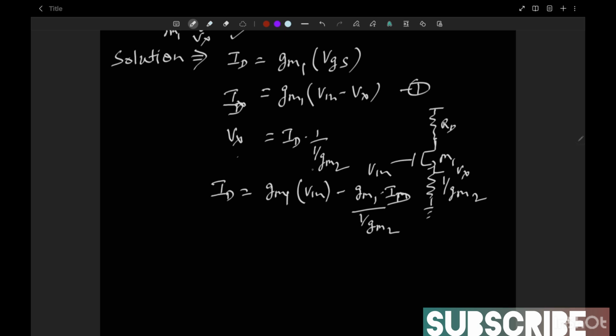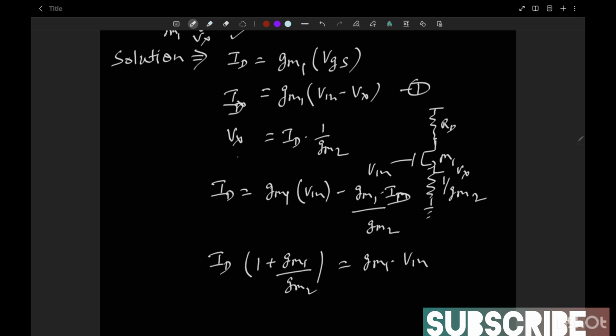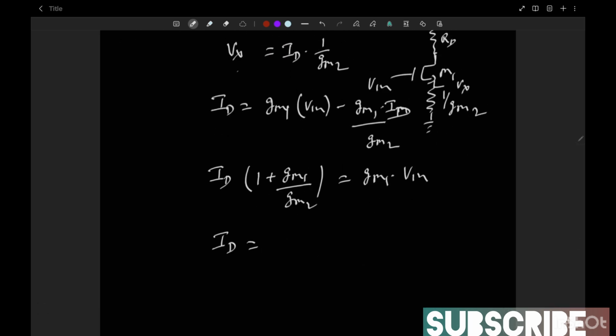So this will be id into 1 by gm2, so here it will be id upon gm2. So this is gm1, so from here id into 1 plus gm1 by gm2 equals gm1 into Vn. So here id will be gm1 gm2 upon gm1 plus gm2 into Vn.